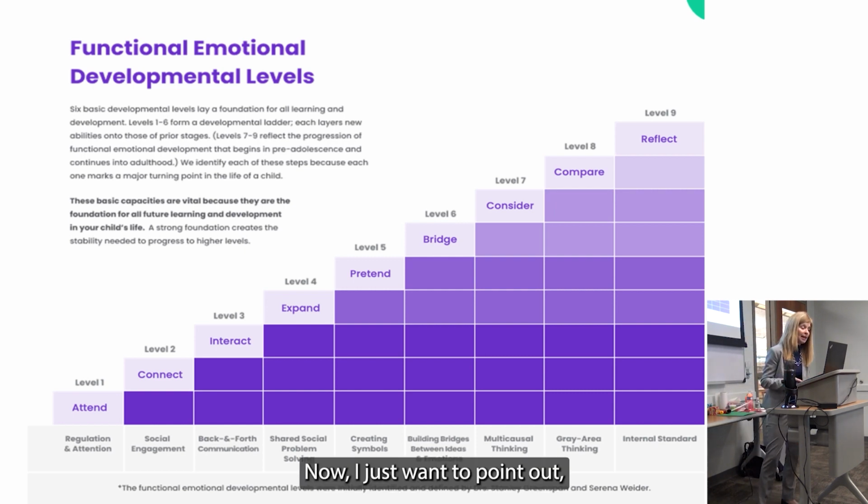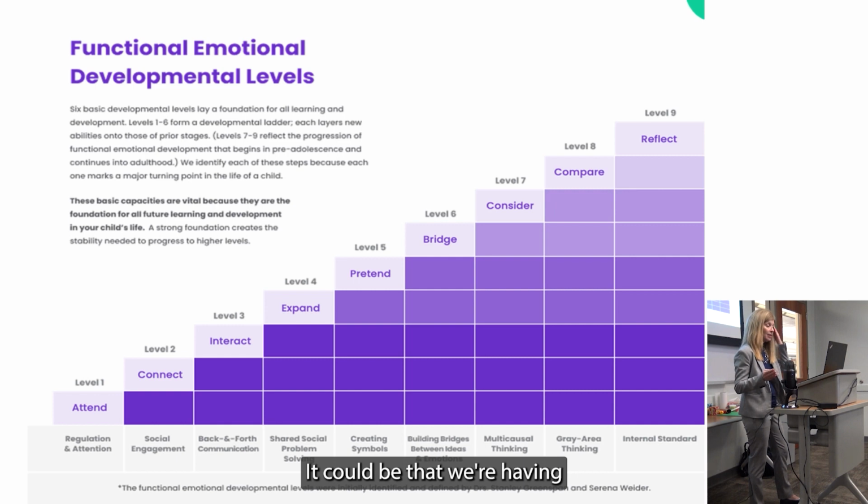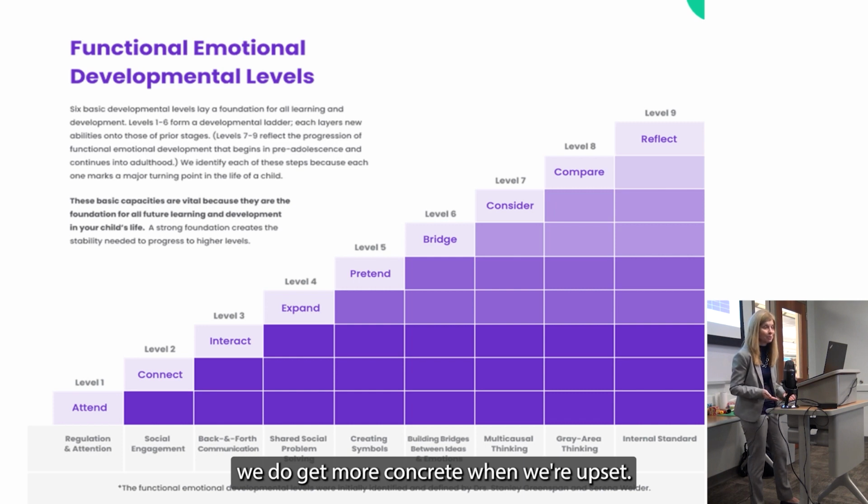Now, I just want to point out, we all move through these levels or capacities every single day, even though we're adults. It could be that we're having just a harder day. Our ability to regulate has dropped down. But usually as adults, we've had so much practice over the years, we can self-regulate and move ourselves back up. We know when we've had a bad day, it's hard to be multi-causal. Sometimes we do get more concrete when we're upset.